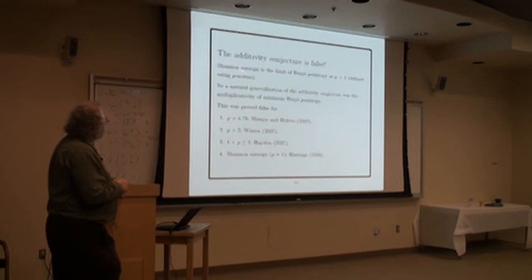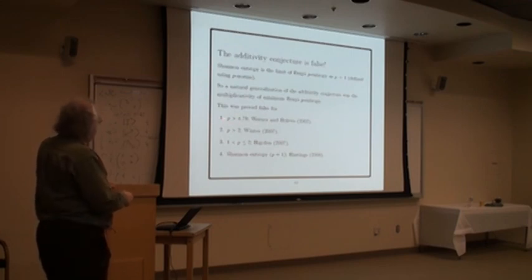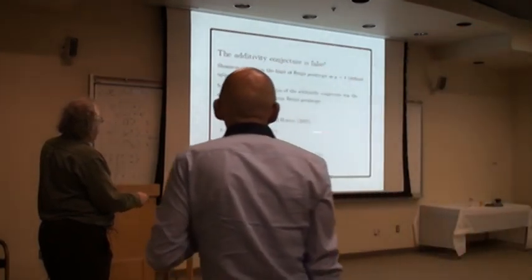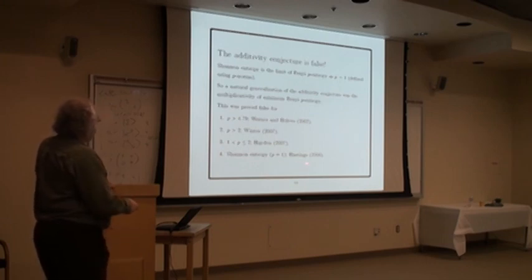So how do we do that? Well, Shannon entropy is the limit of the Renyi p entropy as p goes to 1, and so a natural generalization is the minimum output Renyi p entropy. This was proved false for p bigger than 4.79 by Holevo and Werner, who found a class of channels for which this fails. Then Andreas Winter proved this was false for p bigger than 2. And Patrick Hayden proved this was false for p bigger than 1. And then Matt Hastings, a year later, proved it was false for p equals 1.